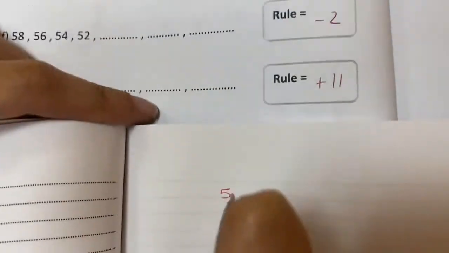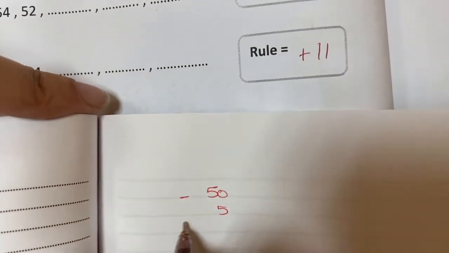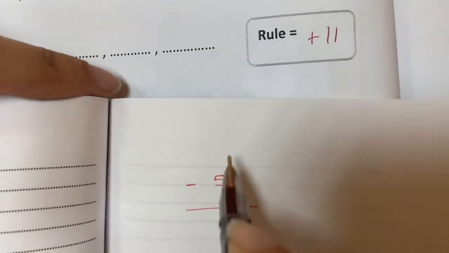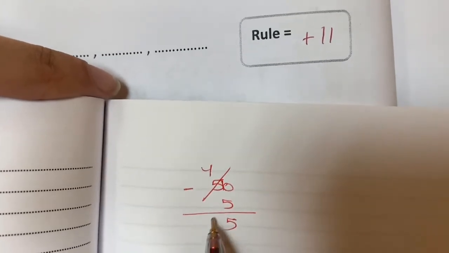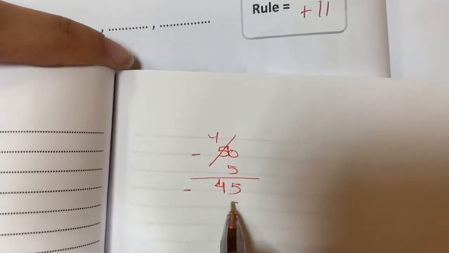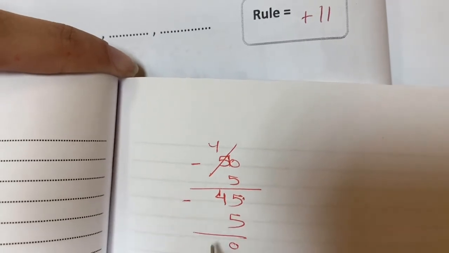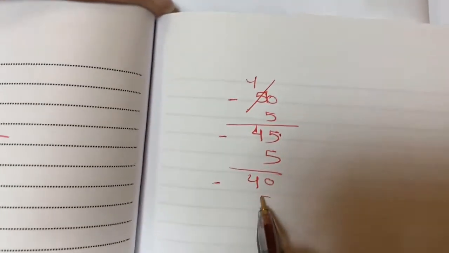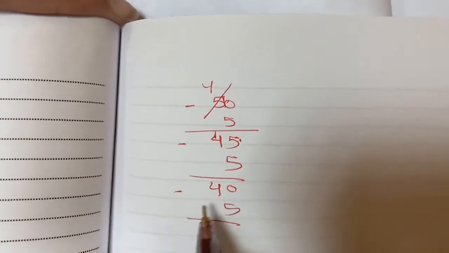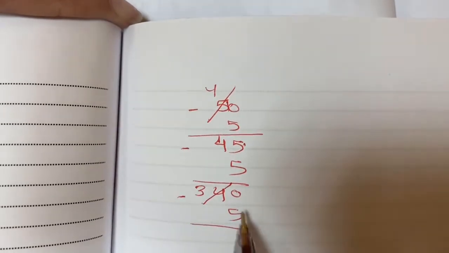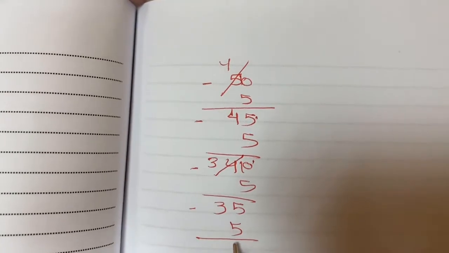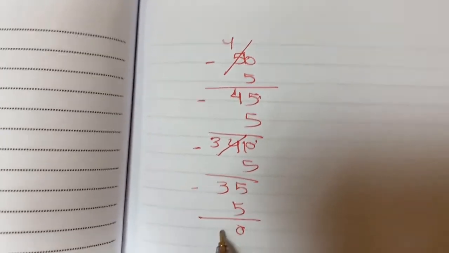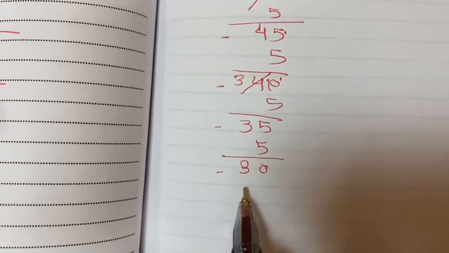Okay, 50 minus 5. More on top or more on the floor? More on the floor. Go next door and get them more. So 10 minus 5 equals 5, so 45. Then 45 minus 5 equals 40. 40 minus 5: more on top or more on the floor? More on the floor. Go next door and get them more. 10 minus 5 equals 5, and 3 minus 1 equals 2, so 35.